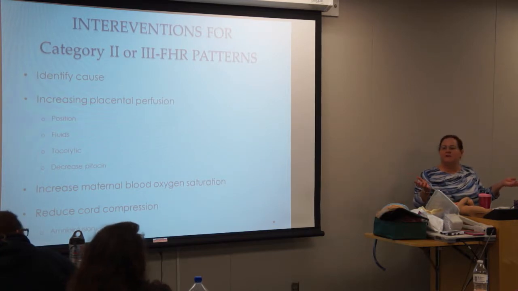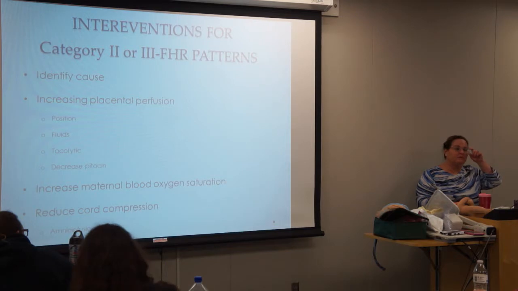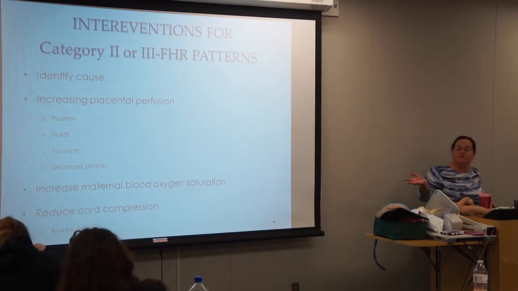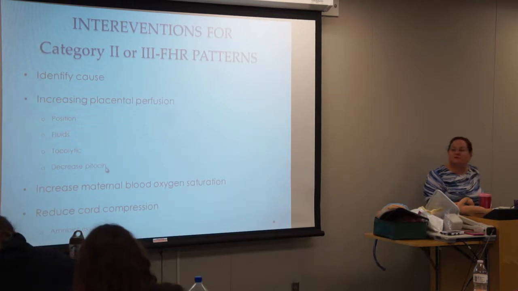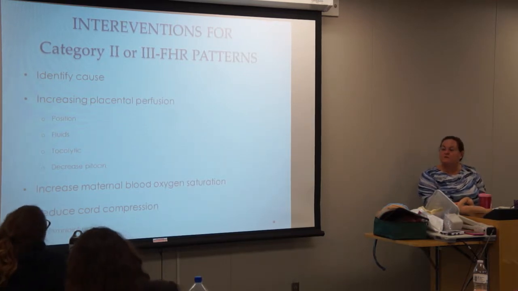Anybody know one off the top of your head? I'll let you. Terbutaline or Brethine. Yes, and we'll talk more about that because we use it for preterm labor. So in this case, just know you want to give a tocolytic to stop the uterus from contracting. If they have Pitocin infusing, we will either decrease it or turn it off.